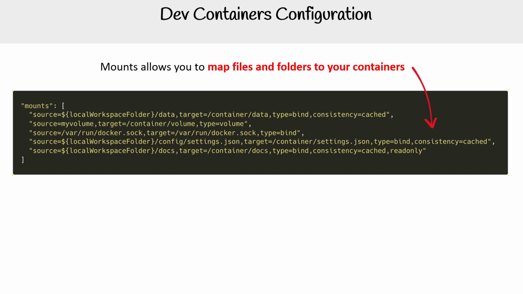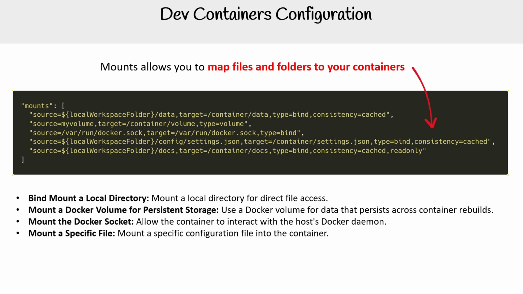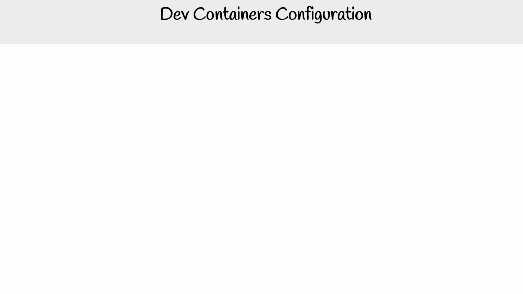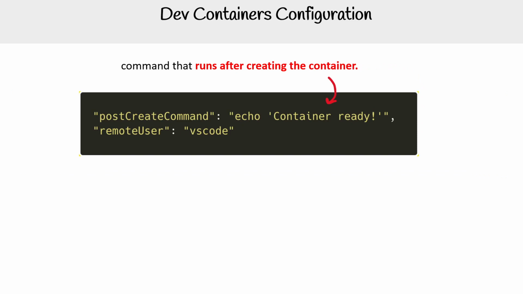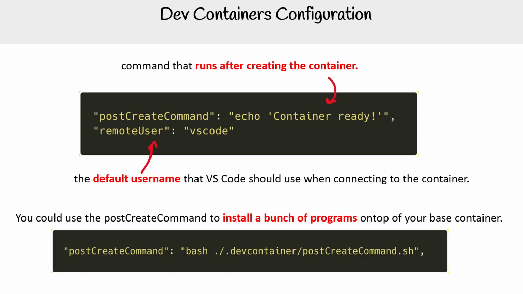So we'll take a quick look here at some of the options. So we mount a local directory, mount a Docker volume for persistent storage, mount the Docker socket, mount a specific file, mount a host directory as read-only. Okay. The command that runs after creation is the post create command. You can set the default username that VS Code should use when connecting to the container. You could use the post create command to install a bunch of programs on top of your base container, and that's pretty much it.